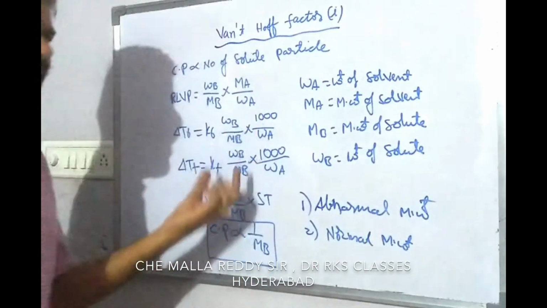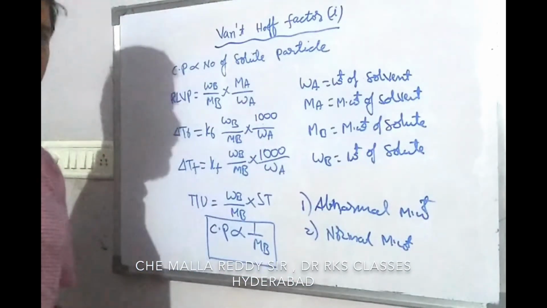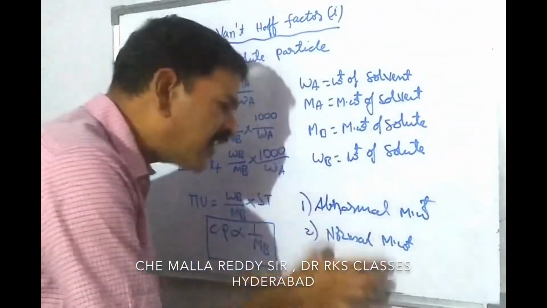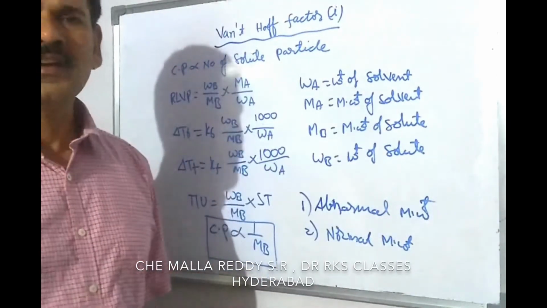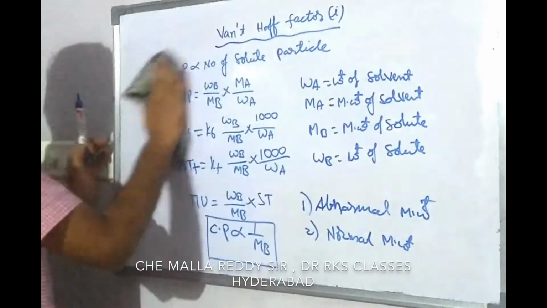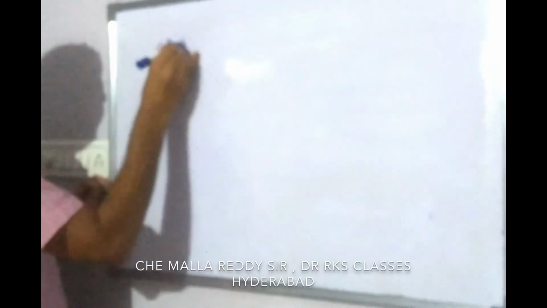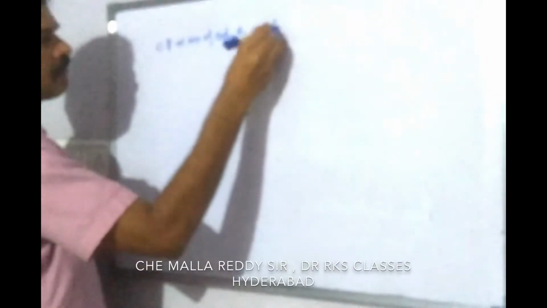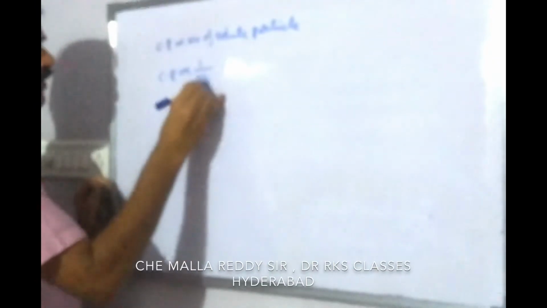Why are the molecular weights calculated from colligative properties called abnormal? Here, if the solute undergoes association or dissociation, we are not getting normal molecular weights. We are always getting abnormal molecular weights. Just observe here. We already know colligative properties are directly proportional to the number of solute particles, and inversely proportional to the molecular weight of the solute.